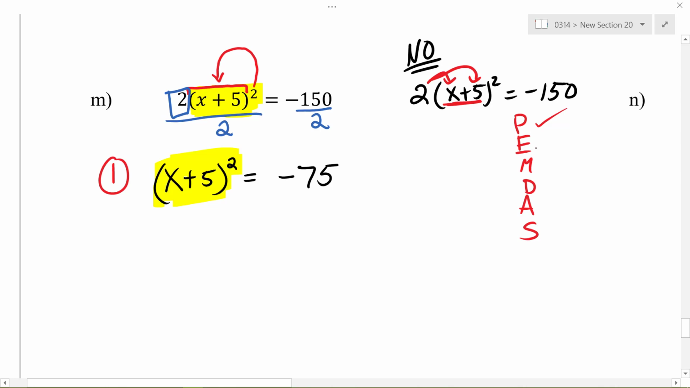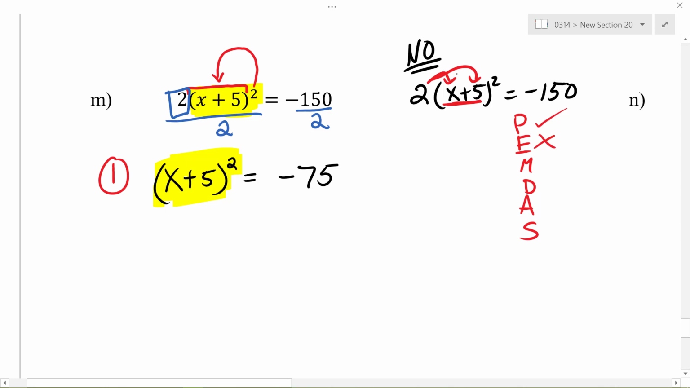The next thing that I would have to do is exponents. So I have to square this out. But I don't want to square that out, and we already talked about why. If I square that out, I'm going to introduce a linear term. So I don't want to do exponents.